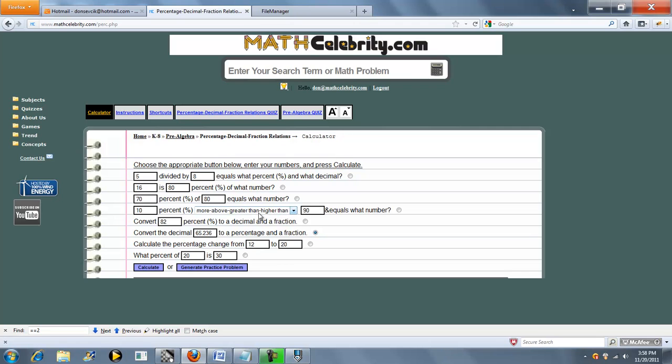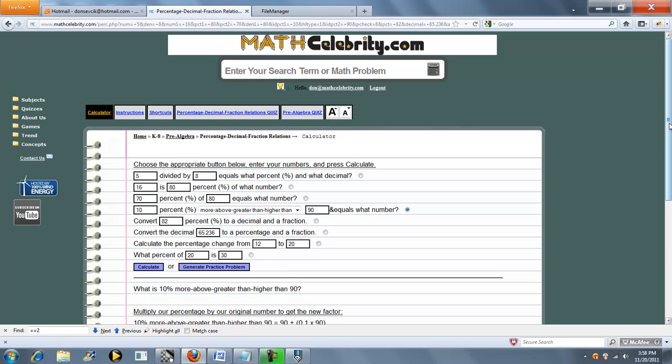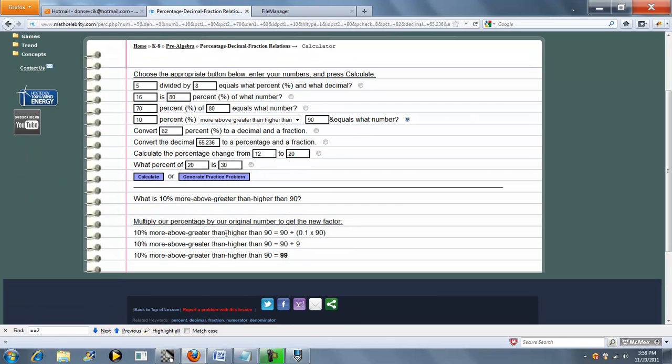Here's one more we didn't cover. 10% more than or less than 90 equals what number? Let's do that. So we'll do more than. We set up another relational equation. It says 90 plus, in this case, 10% times 90 is what? That's 99. Now what if we chose less than?